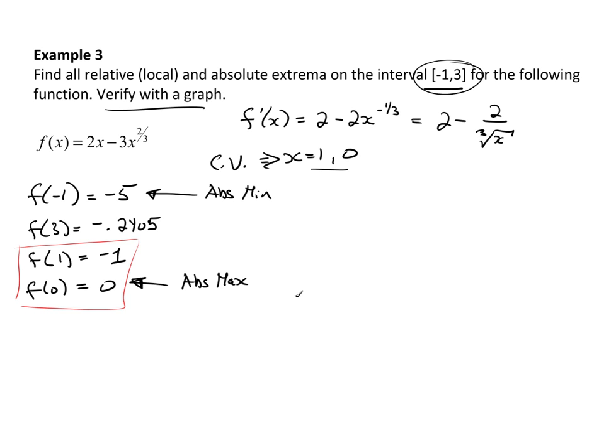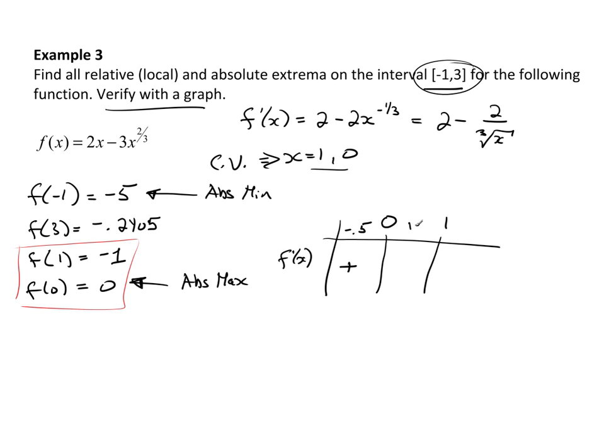So I'm going to set it up just like I have before. I'm going to make this little chart. There's 1 and 0 as my two critical values. And I'm looking at f prime of x. And I need a value of x between 0 and -1. So how about -0.5? When I put -0.5 in there, what I end up with is a positive number. I don't care what the actual value is. All I care is whether it's positive or negative.